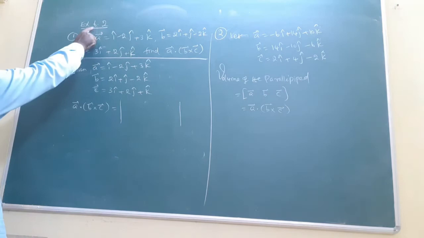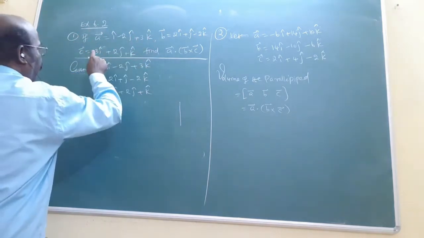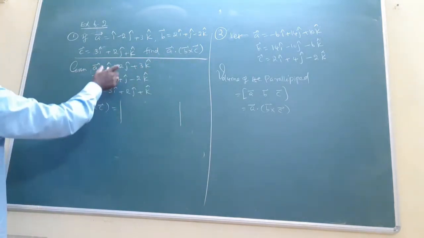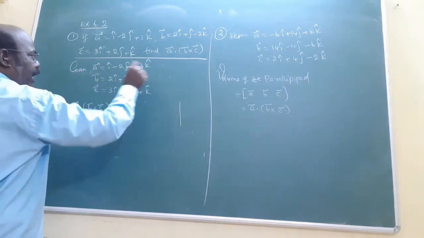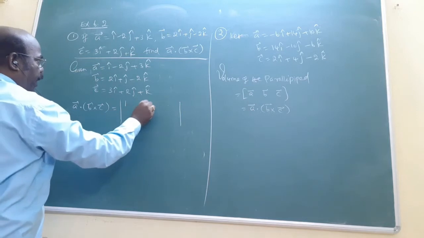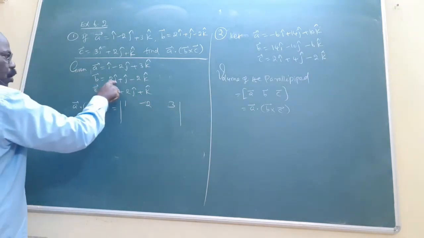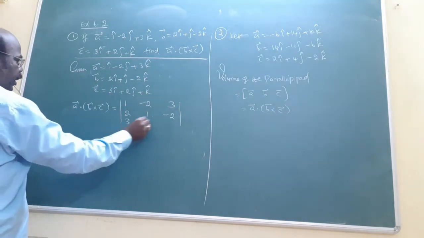Now, exercise 6.2, first question. A vector, B vector, C vector are given. Find A dot B cross C. First write the given vectors A, B, C. A dot B cross C, as already told, is called the scalar triple product. First consider A vector. What are the coefficients of i, j, k? 1, minus 2, 3. Next, B vector: the coefficients are 2, 1, minus 1. The last one is 3, 2, 1.